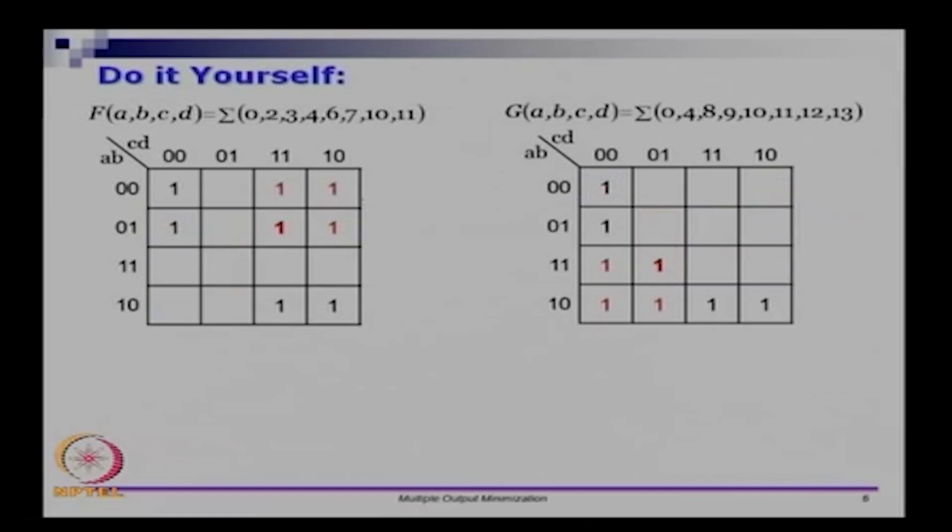So these are some do it yourself exercises with some marking already made. We have 2 sets of min terms here, and the ones in red here and the ones in red here are unique to F and G, but the ones in blue are actually common across F and G. I want you to go and think about how you will do minimization for this.